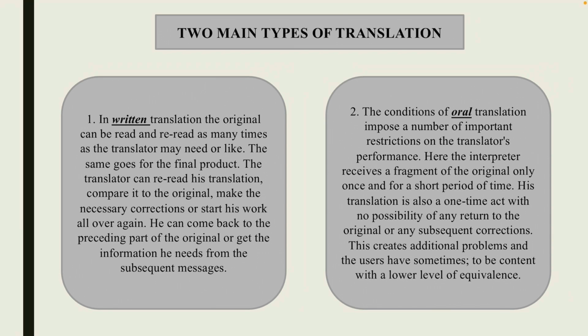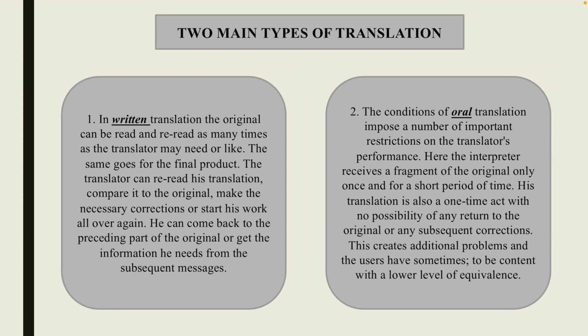Two main types of translation. There are written and oral translation. The first, in written translation, the original can be read and reread as many times as the translator may need or like. The same goes for the final product. The translator can reread his translation, compare it to the original, make the necessary corrections, or start his work all over again. He can come back to the preceding part of the original or get the information he needs from the subsequent messages.